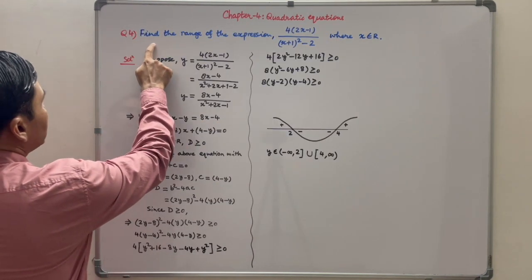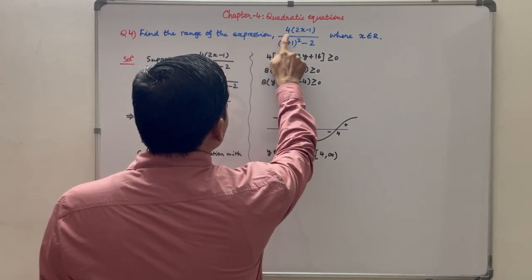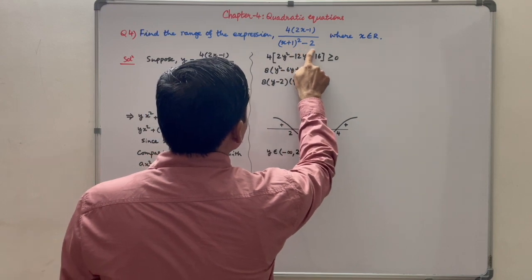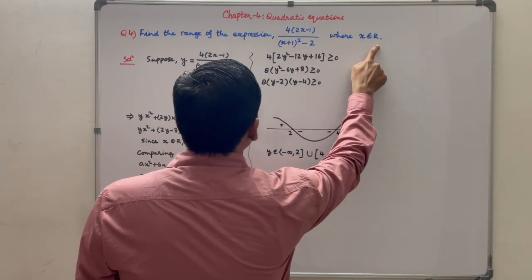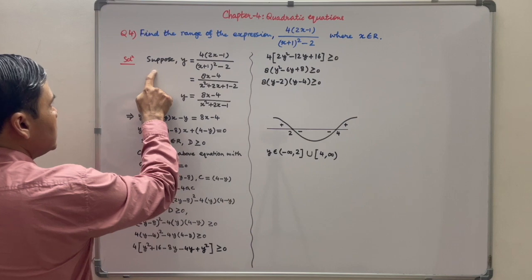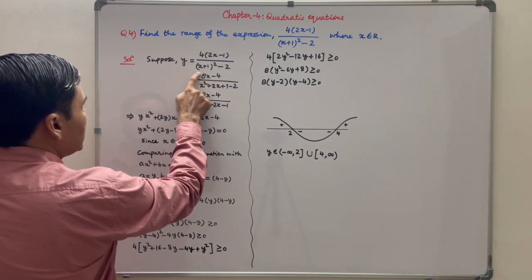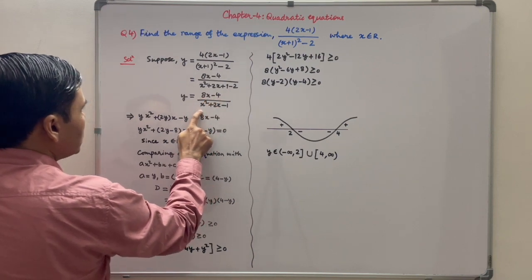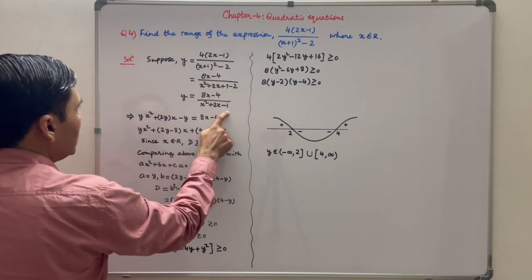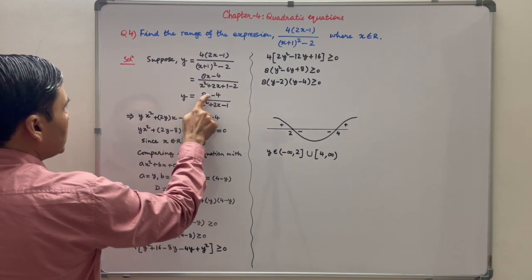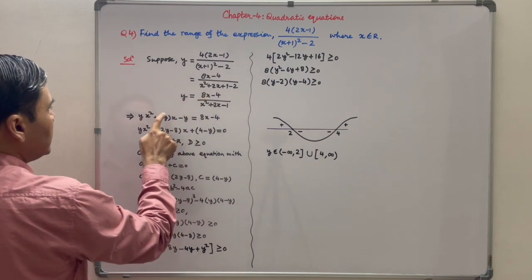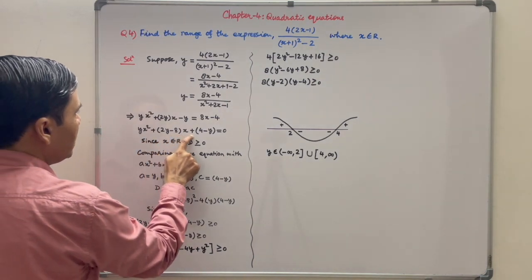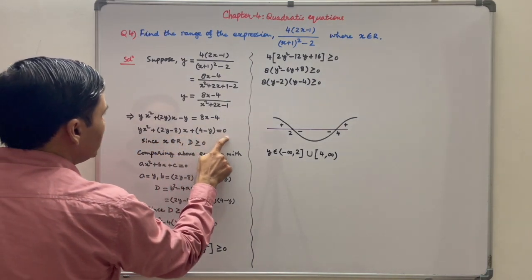Last question, find the range of the expression 4 into 2x minus 1 upon x plus 1 whole square minus 2, where x is real. To solve such questions, suppose y is equal to the given expression. So y is equal to 8x minus 4 upon x square plus 2x minus 1. Cross multiply to get a quadratic equation in x, and that is yx square plus 2y minus 8 into x plus 4 minus y is equal to 0.